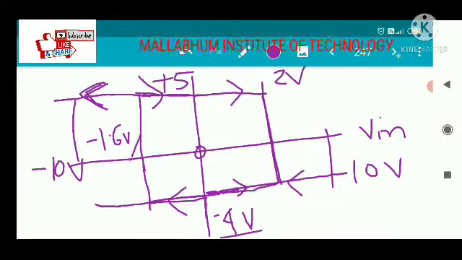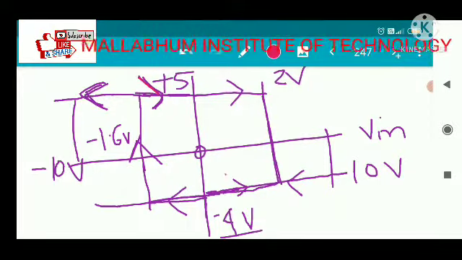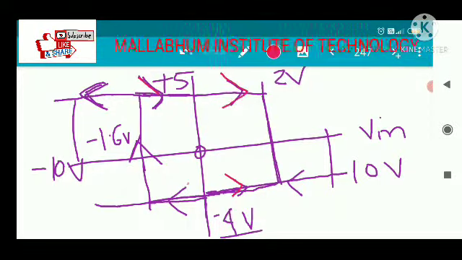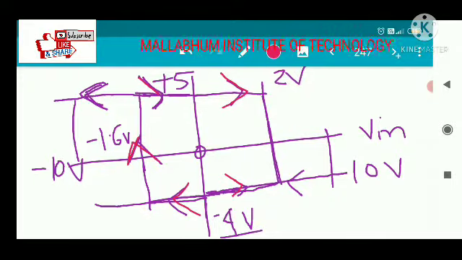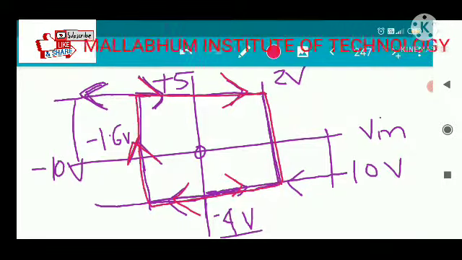So this is a closed path that has been formed. You can see I'm marking this path. So this is the path. You will encounter this path in every book. This is a closed path, and this is the transfer characteristic that is formed.